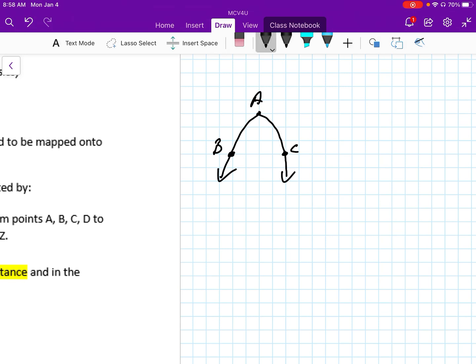We can do a horizontal shift, left or right. Let's say we're doing a horizontal shift and we've got 1, 2, 3, 4, 5, 6, 7, 8 units.